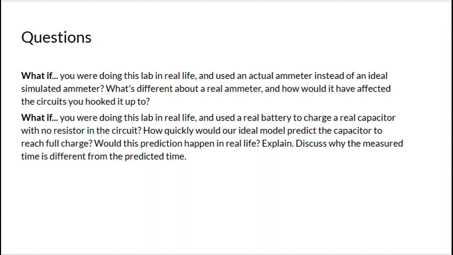If we were using a real battery to charge a real capacitor without a resistor, our ideal model would predict that the capacitor would be charged instantly, since we assume there's no resistance in the wires in the batteries. So the theoretical current would be infinitely large and would pass really fast. Since there's always some degree of resistance in real life, it would not be charged instantly, but nevertheless quite quickly.